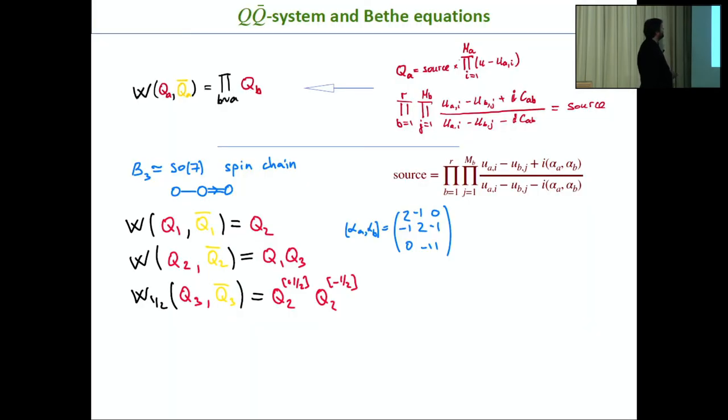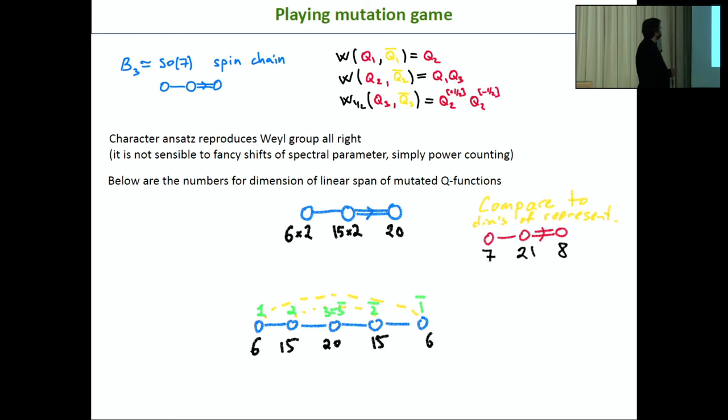Okay, the non-simply laced case too, very quickly. In this case, first notice that the Cartan matrix should be replaced by the symmetric Cartan matrix. And this changes, so to Kostya's question, this leads to some changes in this QQ bar system and changes the mutation game rules. But you play the same game of mutation, and for instance, it lasts to the SO7 case. And for the question of what linear span the Q functions give, you get these numbers, which are completely different from the dimension of the corresponding representation of B3. So it's 12, 7, 13, 21, 28, no connection really.